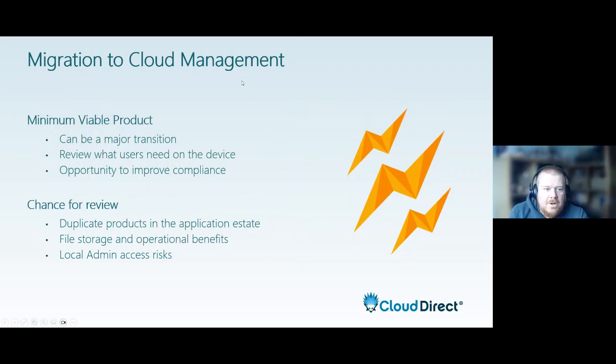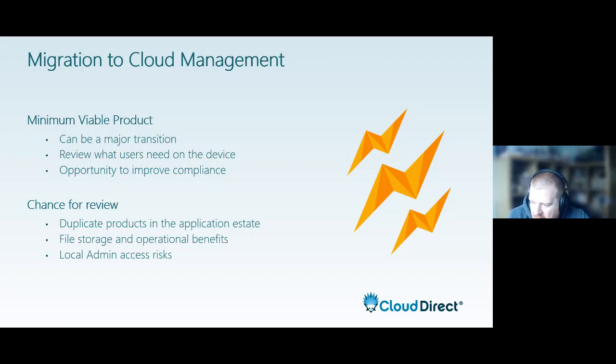So when we look at migration to cloud management, there are a couple of things which are important to understand. Firstly, what is your minimum viable product? Trying to undertake a major transition from on-premise management to cloud management, and trying to reproduce everything that you've got in the current infrastructure on the cloud, can be quite an undertaking. So it gives us an opportunity to take a step back and say, what do these users actually use? What do they actually need? And again, it's a chance for review.